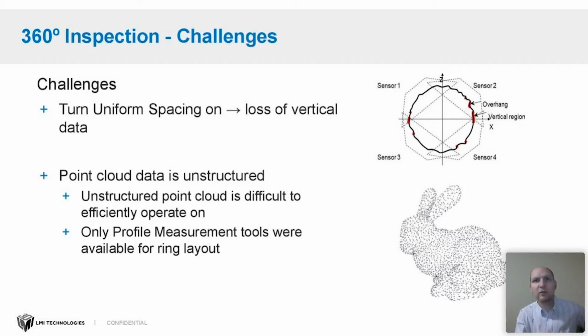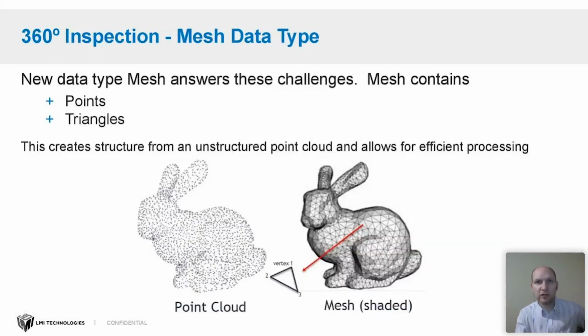So currently the only measurement capability you really have when you are in point cloud mode, you turn uniform spacing off, is if you are also in profile mode, then you can have some tools that operate on this point cloud data in profile mode on a ring layout, but it's quite limited what you can do there.